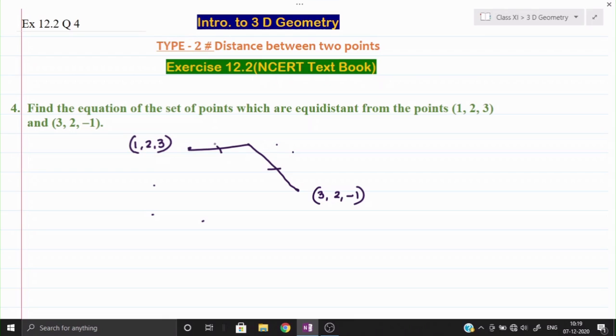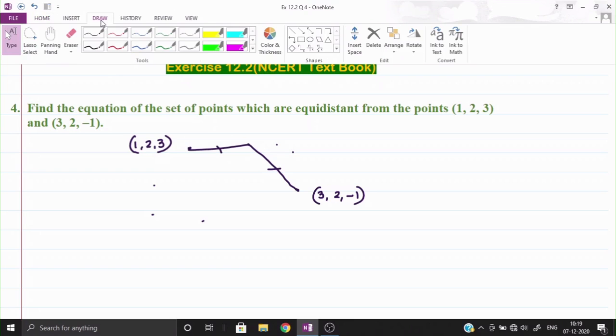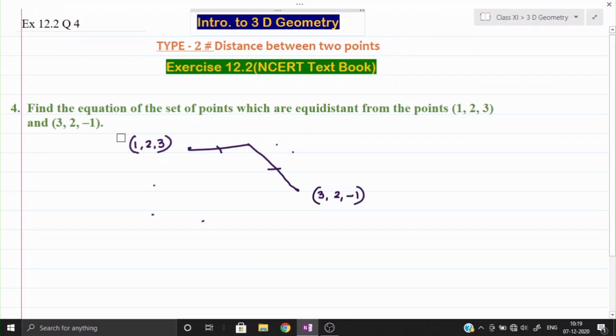And if we put the values of x and y over there, definitely we'll get the coordinates of those particular points. So let us see how we can find out the equation. First we shall suppose that point is point P, whose coordinates we can suppose here as x, y and z. So first I am going to suppose the point over here. We shall draw one figure so we'll understand in a better way.